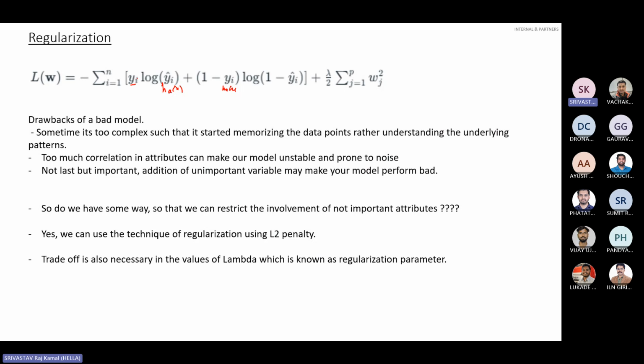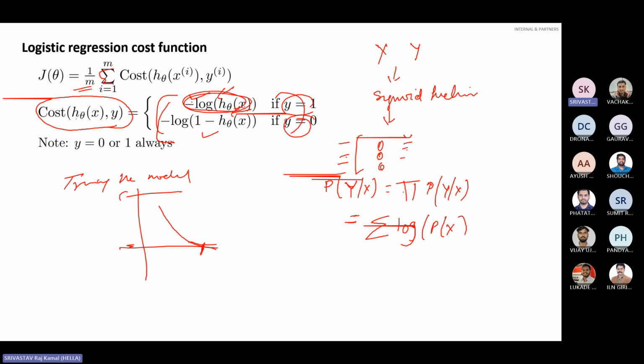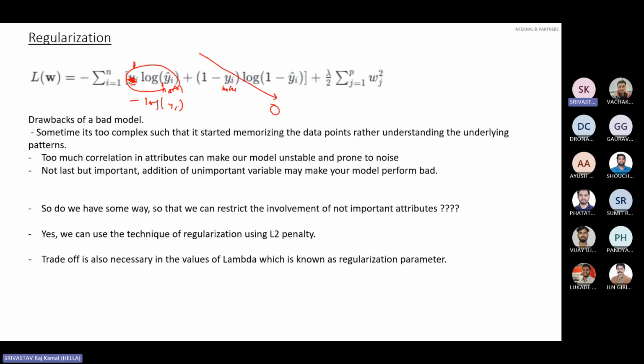So when y is 1, this term becomes 0. Only these terms remain. So y becomes 1 only, minus log of yi remains. Basically, this term. Similarly, for cases where yi is 0, this term becomes 1 only, log of 1 minus y. Basically, this term. So that easy it is.